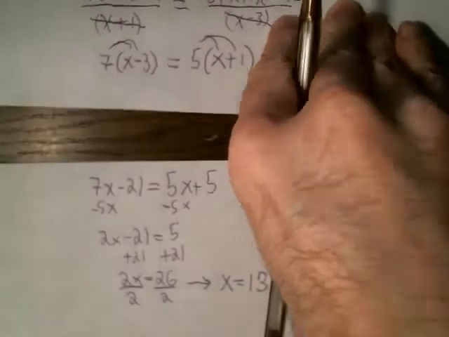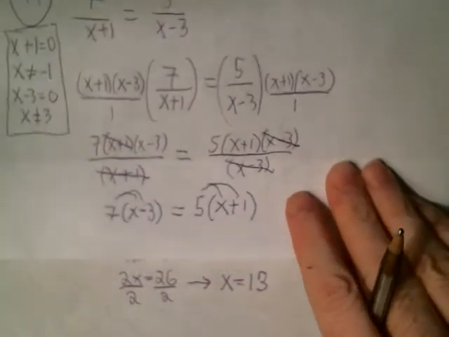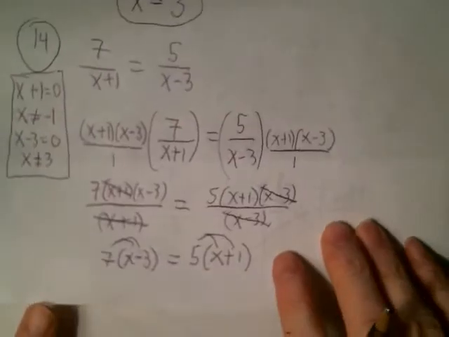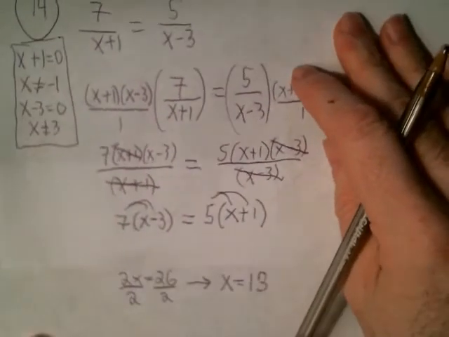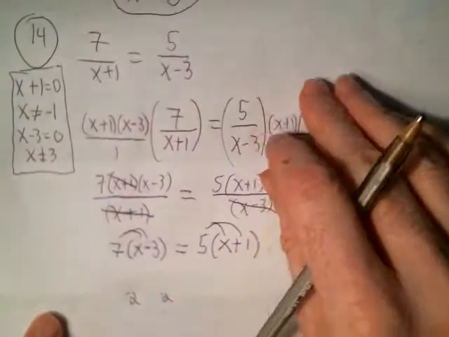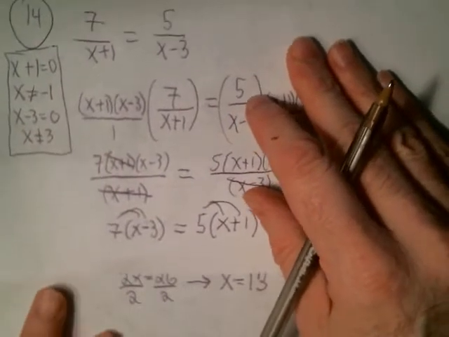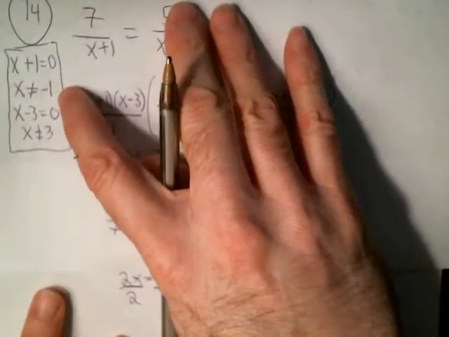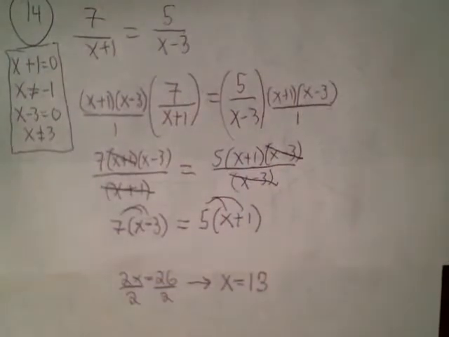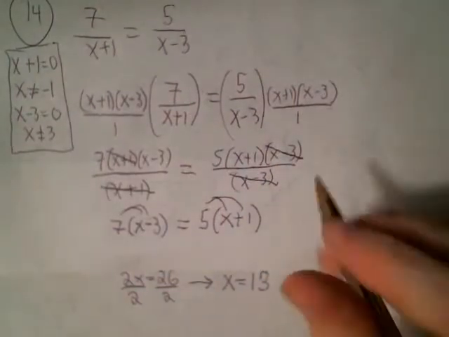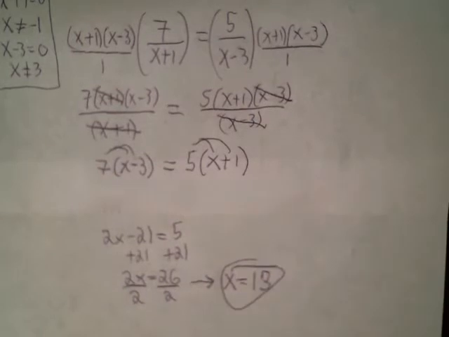You always have to now basically check your answer. In the old days, we would just put this into our original equation and make sure it worked. With the restriction checking, you don't have to do that. It's a little quicker. You just have to make sure it's not -1 and it's not 3, which in this case is definitely not. It's 13. So this will be our answer, and we can move on.